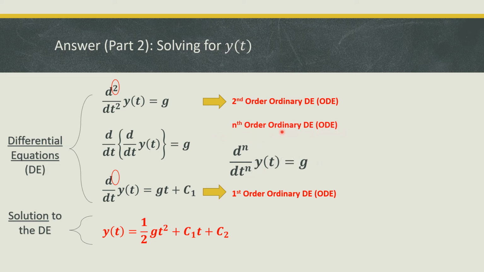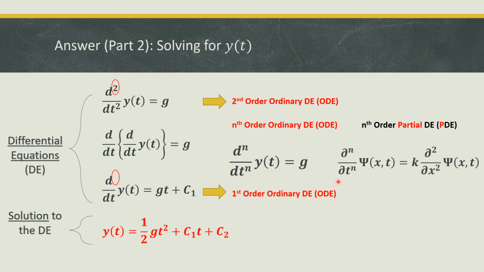So why do we call this ordinary? We call this ordinary because we have ordinary derivatives here. So are there non-ordinary derivatives? Well, the other type of derivatives is partial derivatives. So, for example, this equation here is a partial differential equation of the nth order because we have partial derivatives.